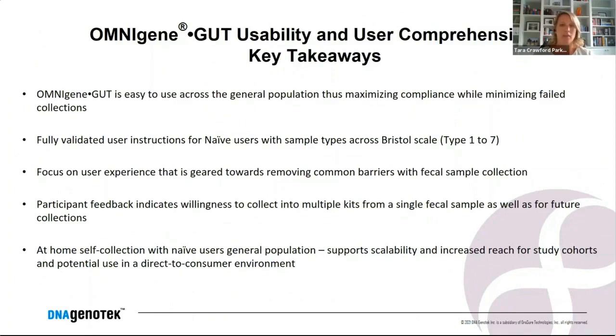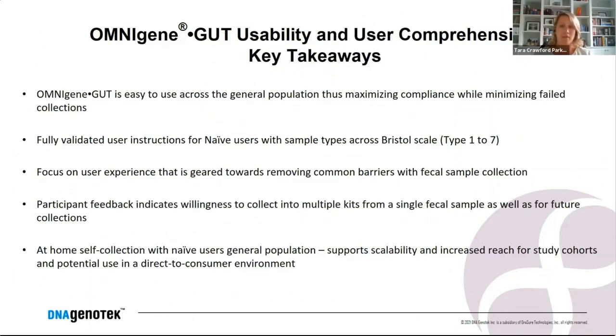The OmniGene Gut device provides a user experience that is geared towards removing common barriers with fecal sample collection, and participant feedback was collected from Study 1A and B that indicated a willingness of users to collect from multiple kits from the same fecal sample, as well as recollecting at a future time.